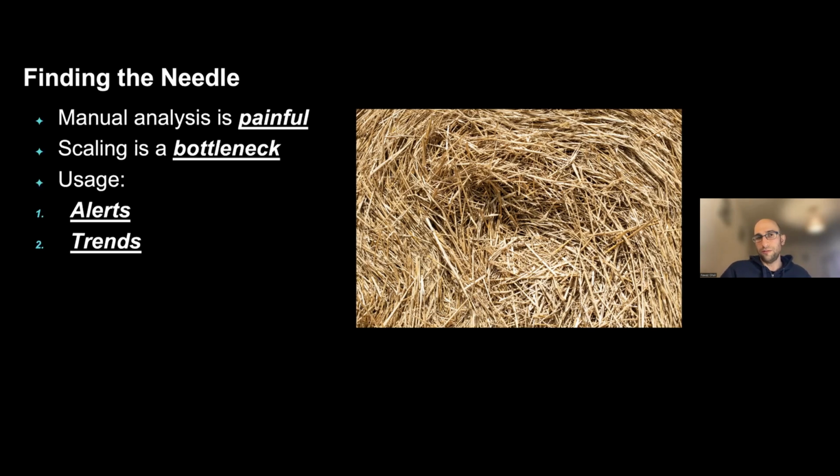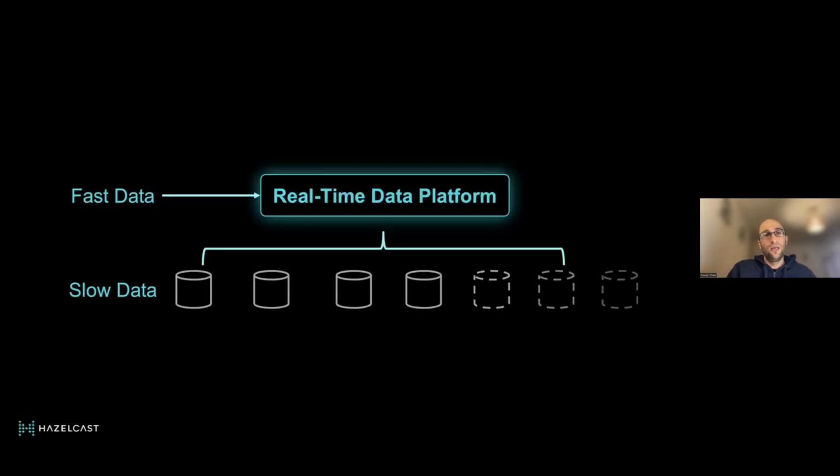So first, we need to provide some kind of alerts. We need to understand what's going on with the data, and also provide some kind of trends. So are we actually providing some kind of context for the data? Are we creating trends over the data? This is what we'll be talking about today.